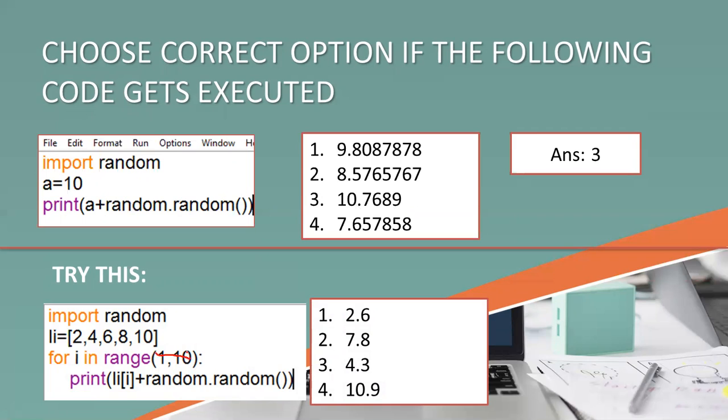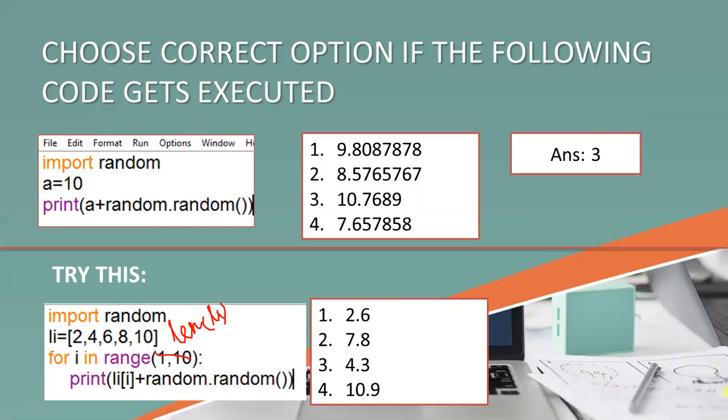Instead of this, you have to write length of list. So it will start from 0 and it will go up to 4. So what may be the outputs from here? You can find out. The list element is added with random.random. Random.random can generate any number between 0 to 1, meaning it must be less than 1, but it may be equal to 0.